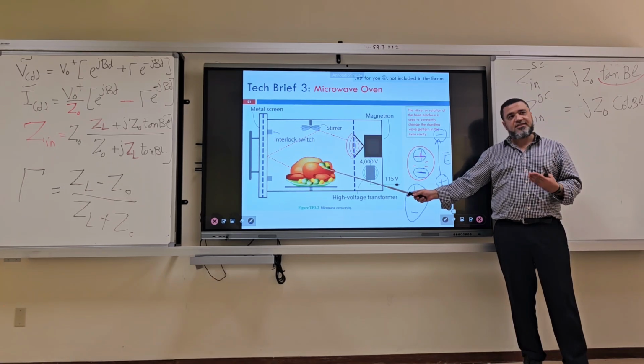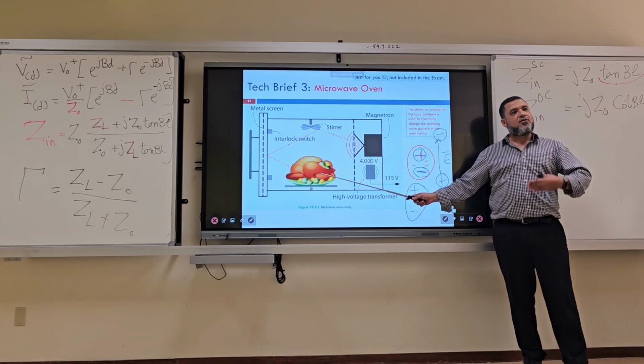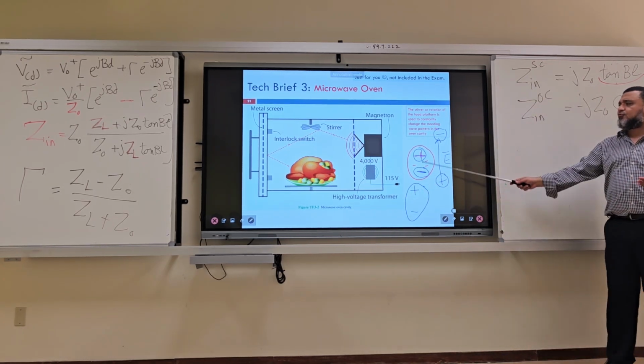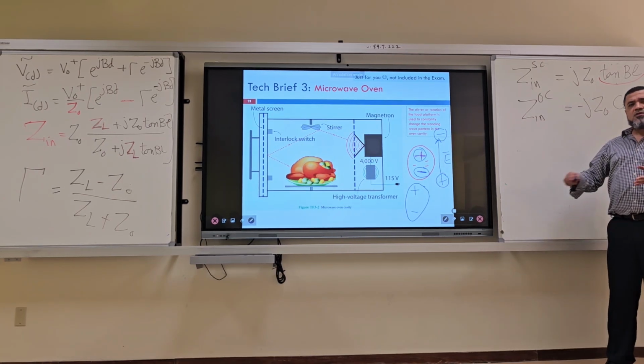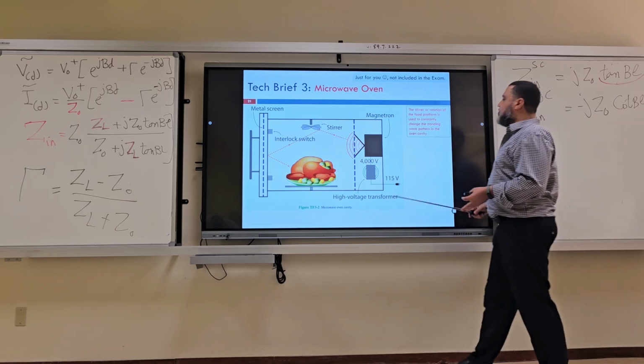If you have food with less water, it will take more time to get heated. The more water you have, the quicker it will be heated. So it's only due to the formation of the electric dipole, the motion of the electrons under the excitation of the microwave signal.